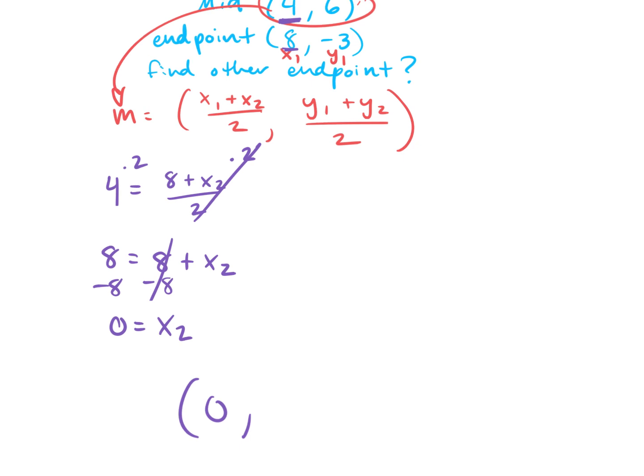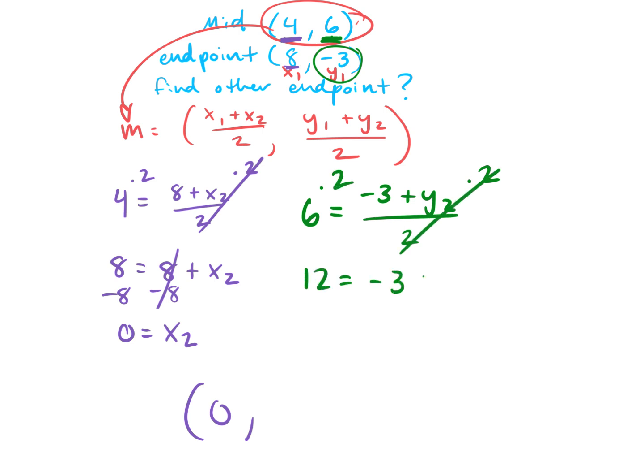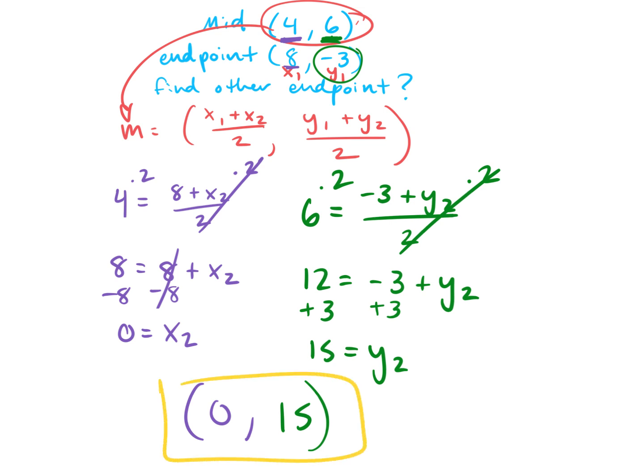Let's do the same thing for the y's. So our y in our midpoint is 6. So 6 is going to be equal to our midpoint formula for the y. So y1, we said, is -3, plus y2 over 2. Solve it the same way, so we're going to multiply both sides by 2. So 12 is equal to -3 plus y2. Add 3. So we get 15 is equal to y2. So that would be our answer. This is our other endpoint.